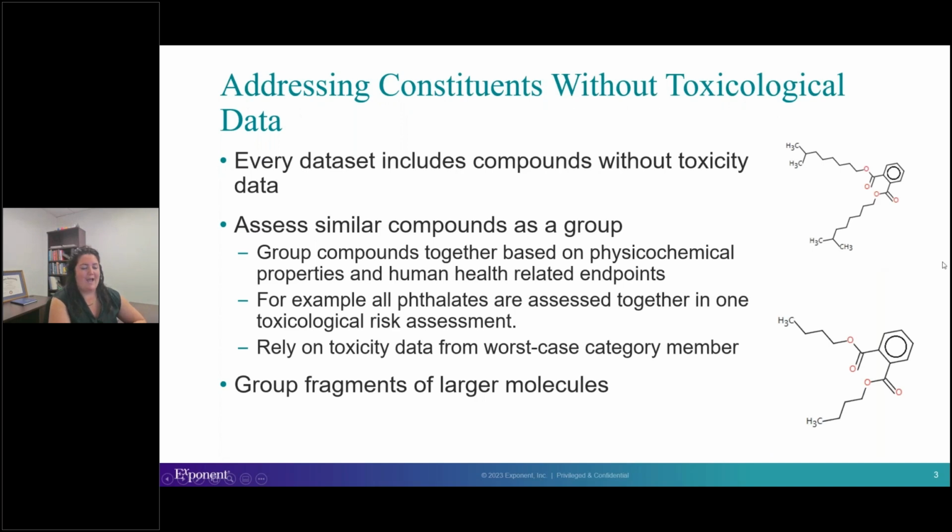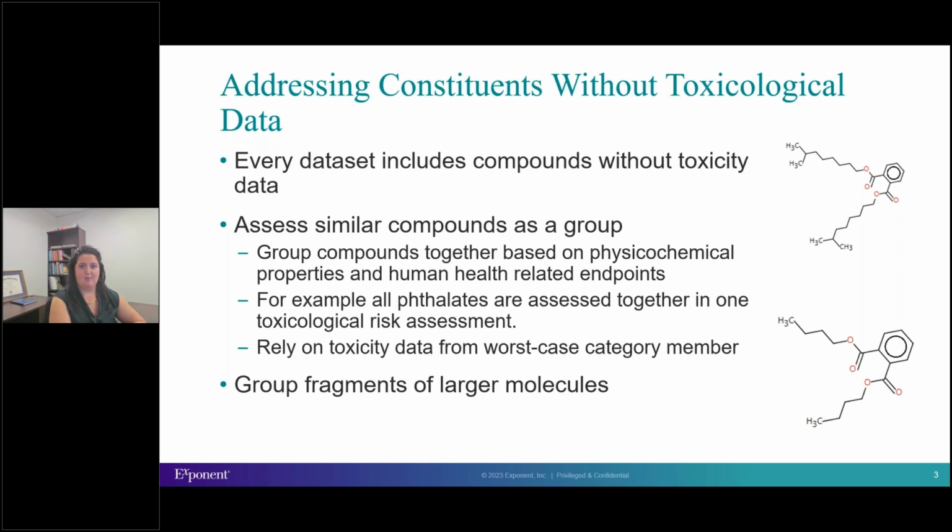And so as we're going through the TRAs, one inevitable outcome is that we're going to have to address constituents that don't have toxicity data. So in order to address these compounds, we review the entire data set and determine whether any other constituents could be grouped together based on similarity, such as physicochemical properties, functional chemical class, or predicted toxicological endpoints. And if those other constituents have toxicity data, we can then rely on those group members to address the group as a whole, including those without data.